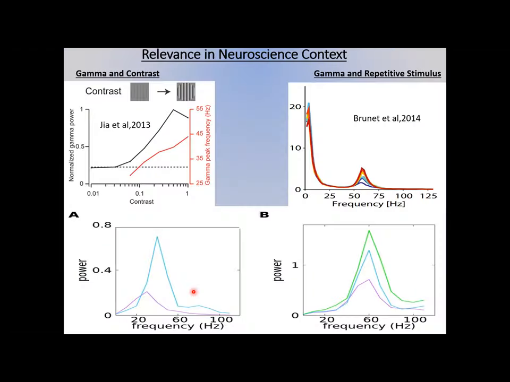Okay, so what we have done here, we have shown that this simple model, putting some stochasticity in it, is able to reproduce some features relevant in the neuroscience context for rhythm.